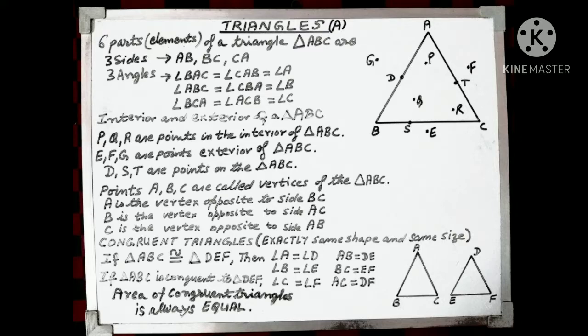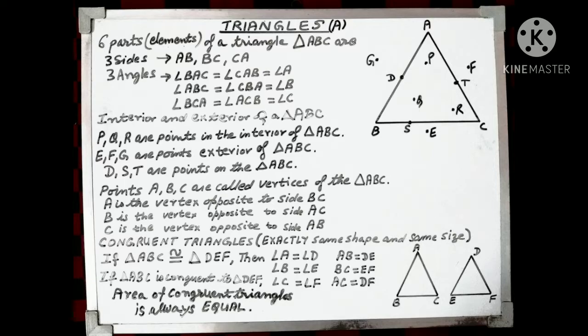Now these 3 points A, B, C are known as the vertices of a triangle. Individually we call it a vertex: vertex A, vertex B, vertex C, and the plural is vertices. If we observe, we will find that A is the vertex opposite to side BC, B is the vertex opposite to side AC, and C is the vertex opposite to side AB.